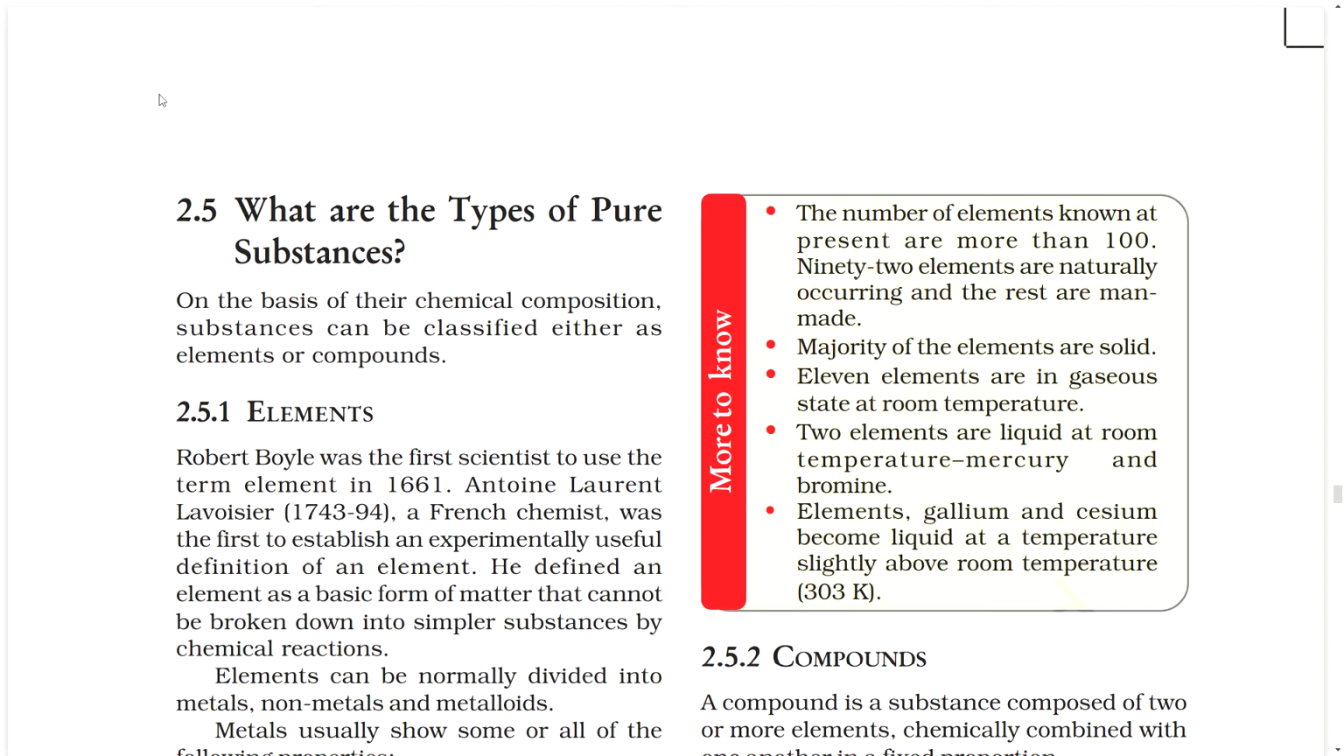Antoine Laurent Lavoisier, 1743 to 94, a French chemist, was the first to establish an experimentally useful definition of element. He defined an element as a basic form of matter that cannot be broken down into simpler substances by chemical reaction.